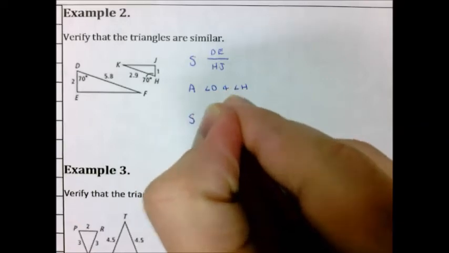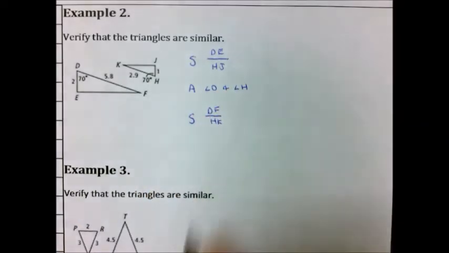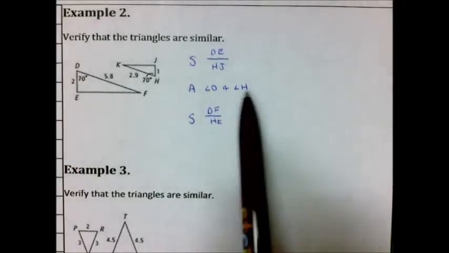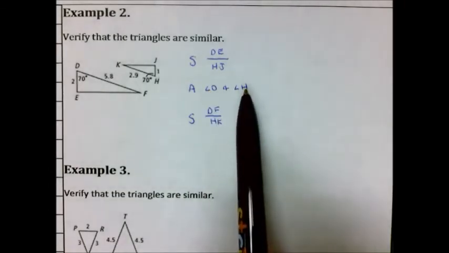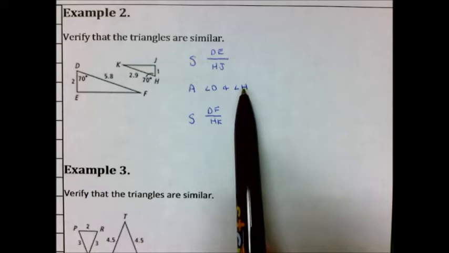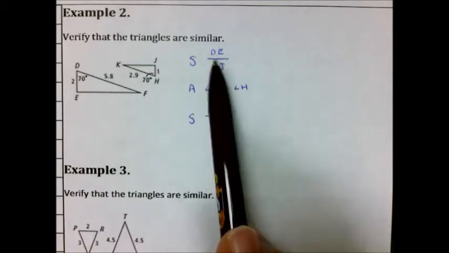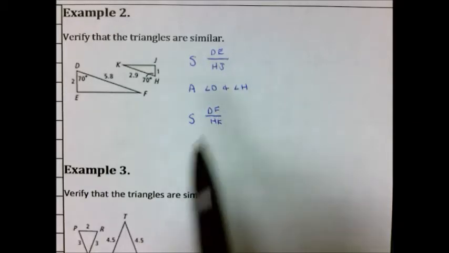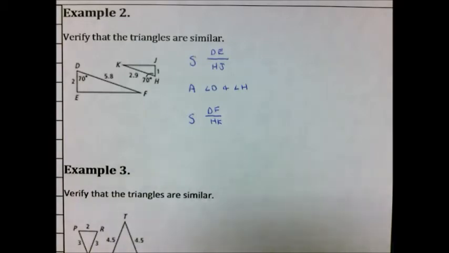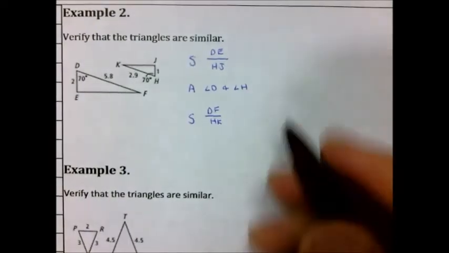So what this says here is that in order to prove these two triangles are similar, these two, D and H, have to be the same. They have to be equal. They have to be congruent. And then these two side ratios have to be proportional, or they have to be the same ratio. Okay, so let's go ahead and first do the angles.